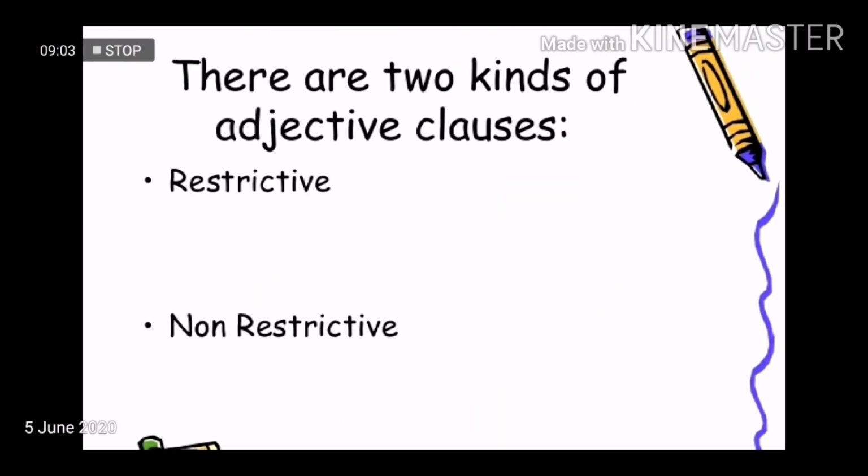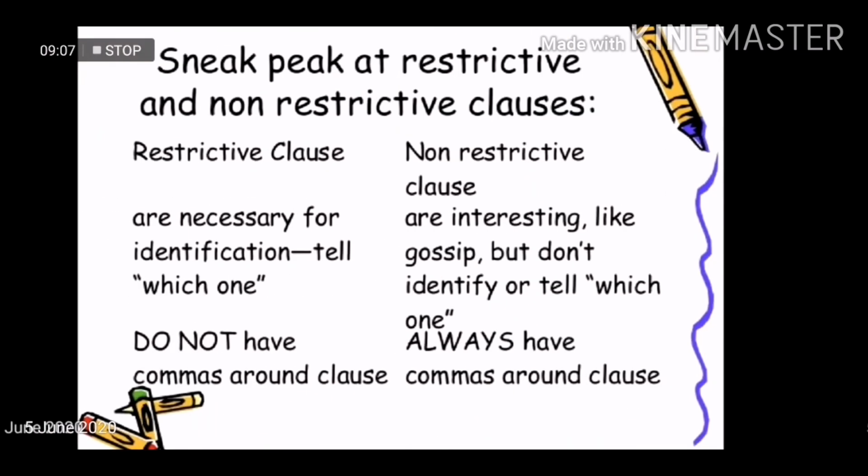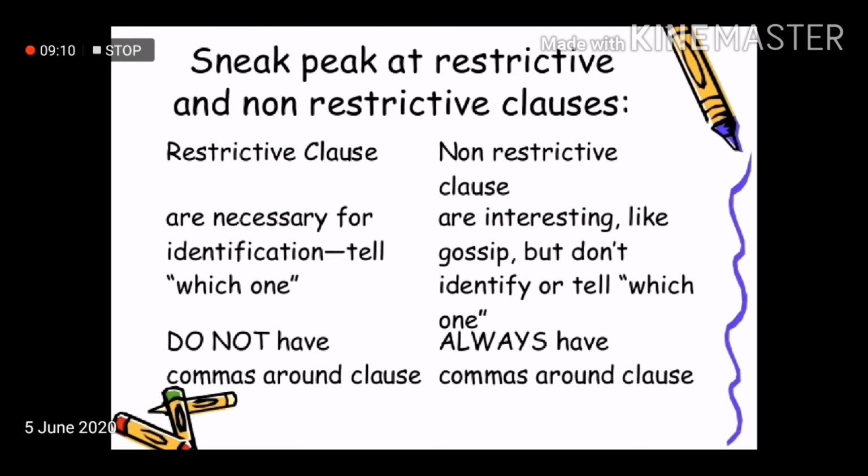There are two kinds of adjective clauses: restrictive and non-restrictive. Restrictive and non-restrictive, इस पे थोड़ी सी अभी differentiate करने की कोशिश करेंगे. Restrictive clause or clauses are necessary for identification. Tell which one. Do not have commas around clause.